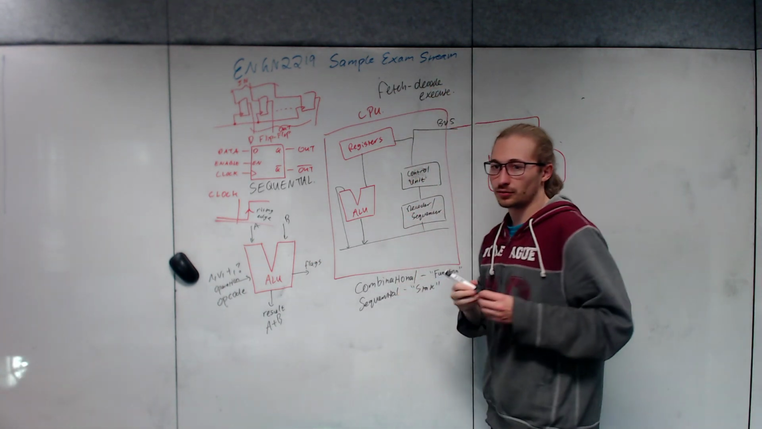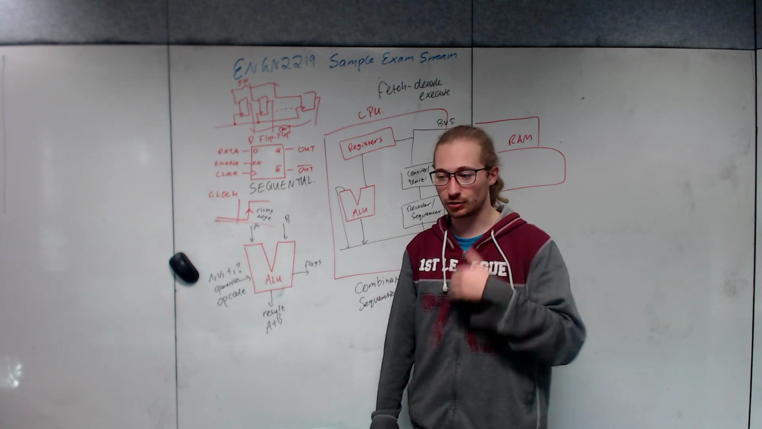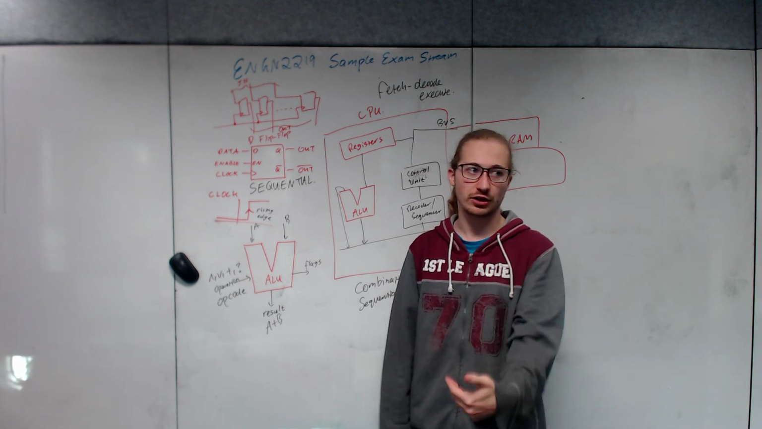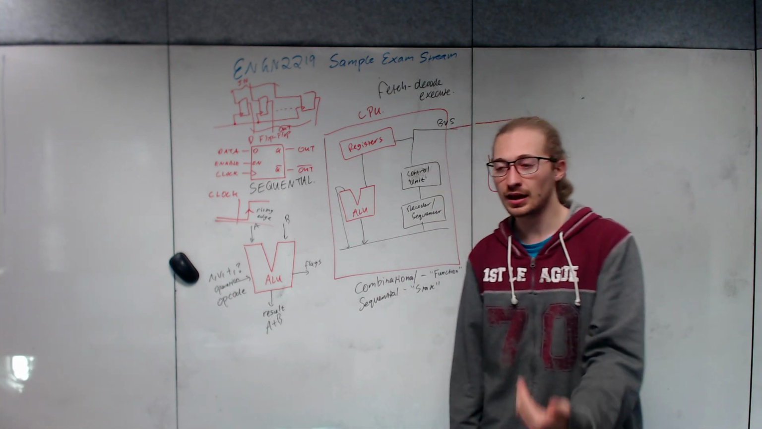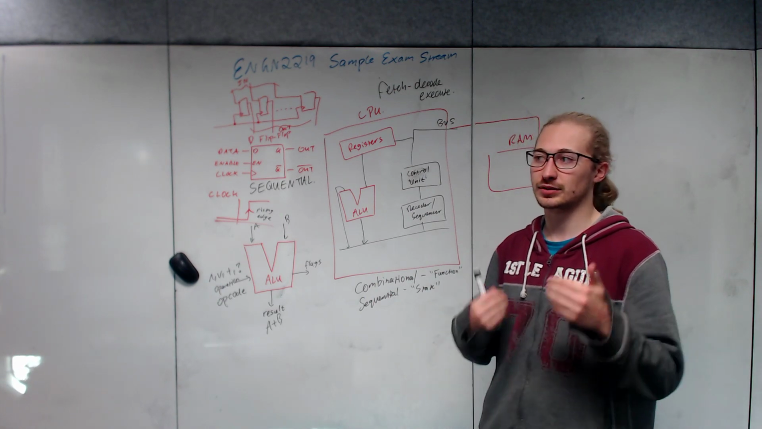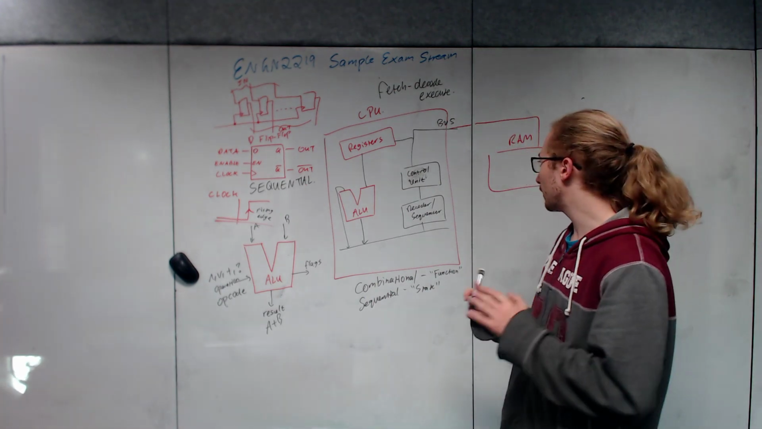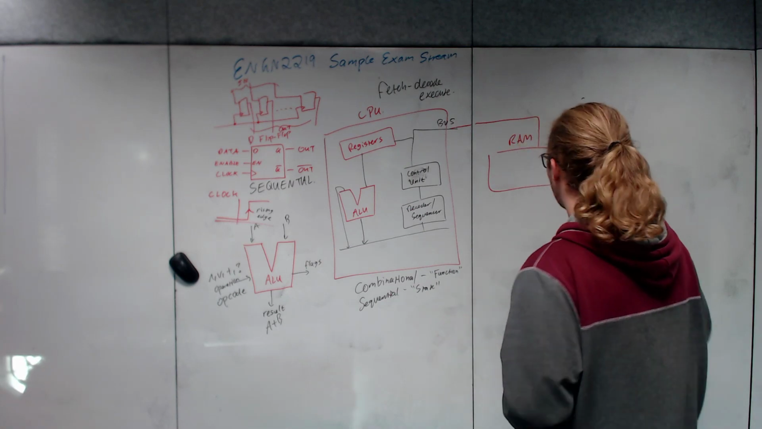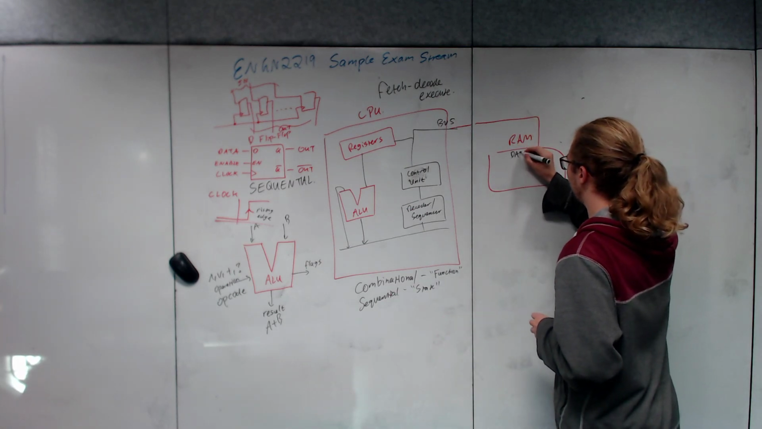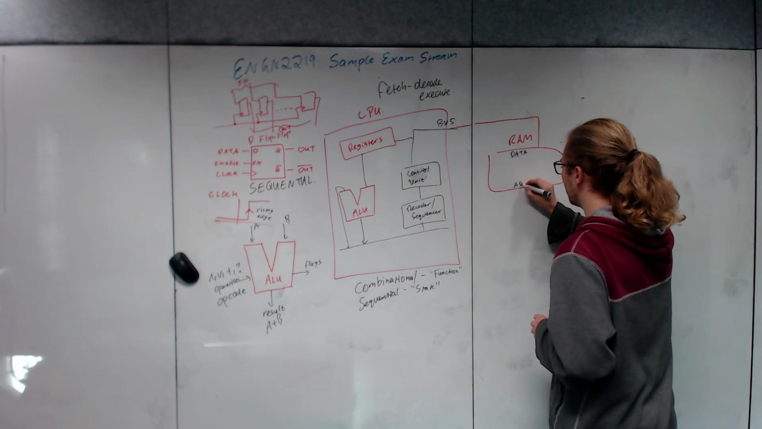Okay, so the computer operates on these 3 cycles: fetching the instruction, decoding the instruction, and executing the instruction. And it does these 3 steps every time a single instruction is executed. So I'm going to briefly go through how these things work. So the RAM has got data pins and address pins.